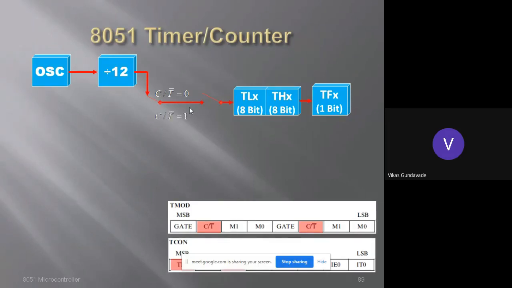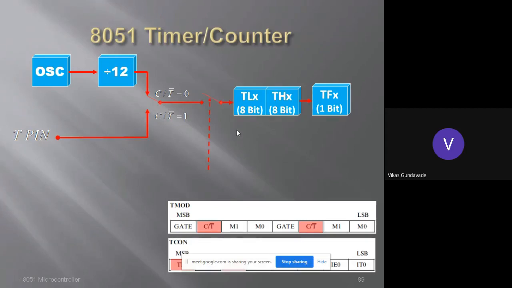So for every timer, we have two special function registers. One is TMOD, another one is TCON, and two more registers to hold the count for that specific timer. Now, when we are using the external oscillator frequency, you can see here the external oscillator frequency, then that specific peripheral is used as a counter.